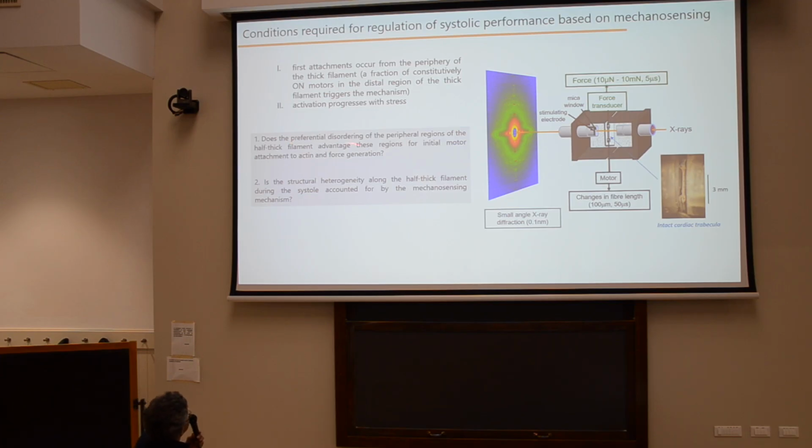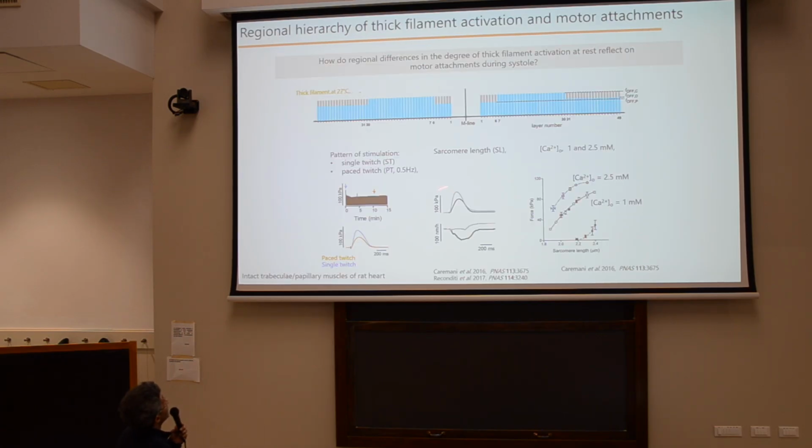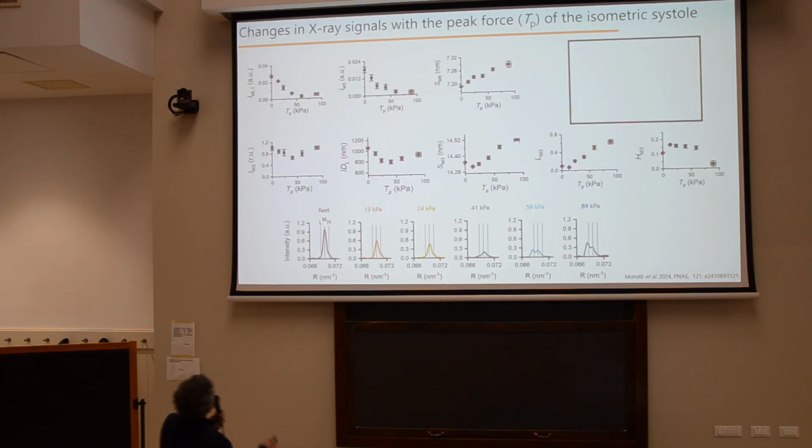does this preferential disorder in this peripheral region of the thick filament advantage these regions for the initial motor attachment? And to answer this question, we acquire X-ray data, the peak twitch force, and modulate the peak twitch force by changing extracellular calcium concentration or sarcomere length. And here are the results.